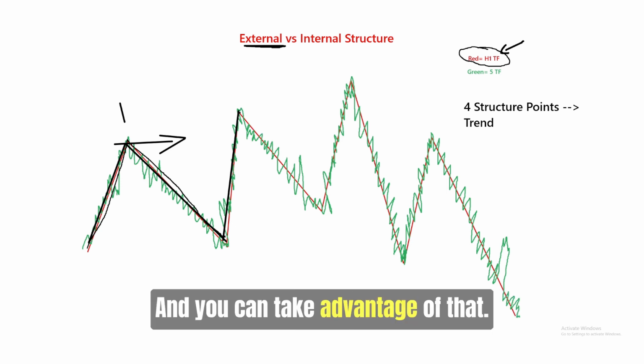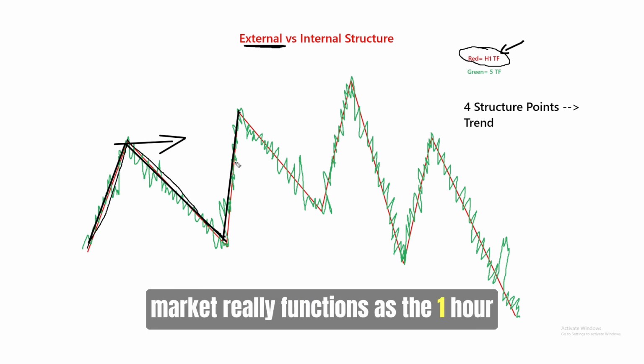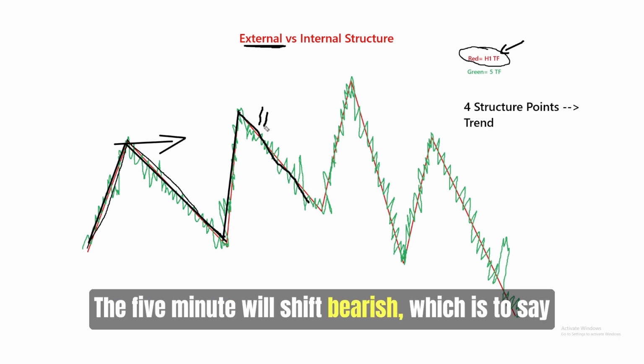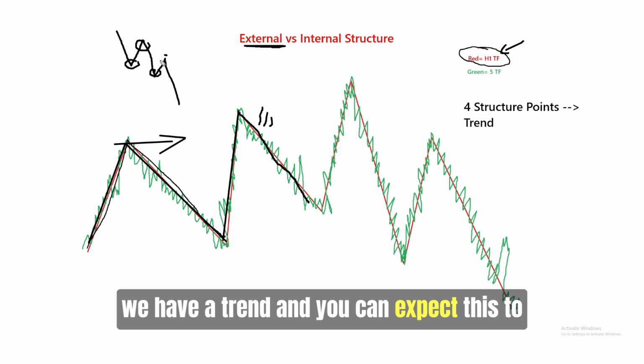Okay, and you can take advantage of that. You can trade that as well. But I'm just showing you how the market really functions. As the 1 hour retraces here, which is a simple pullback, the 5-minute will shift bearish, which is to say that we will have more than 4 points showing that we have a trend.